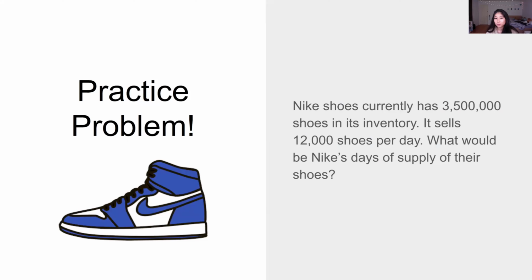So this first problem is Nike Shoes currently has 3,500,000 shoes in its inventory. It sells 12,000 shoes per day. What would be Nike's days of supply of their shoes? So I'll just give you a couple seconds to write this down and try calculating it on your own, and then I will go over the solution in a couple of seconds.